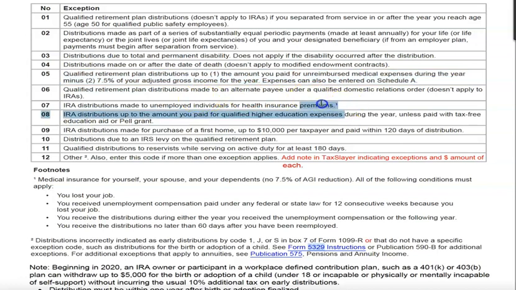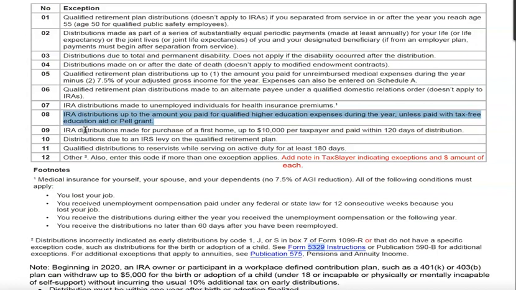Another one is health insurance premiums, Code 07. There's an interesting footnote there. One of the requirements is that the taxpayer has to have been unemployed for 12 consecutive weeks. But another point in that footnote mentions that it could have been the prior year, and the distributions have to occur no later than 60 days after the taxpayer becomes reemployed. Another one is qualified higher education expenses.